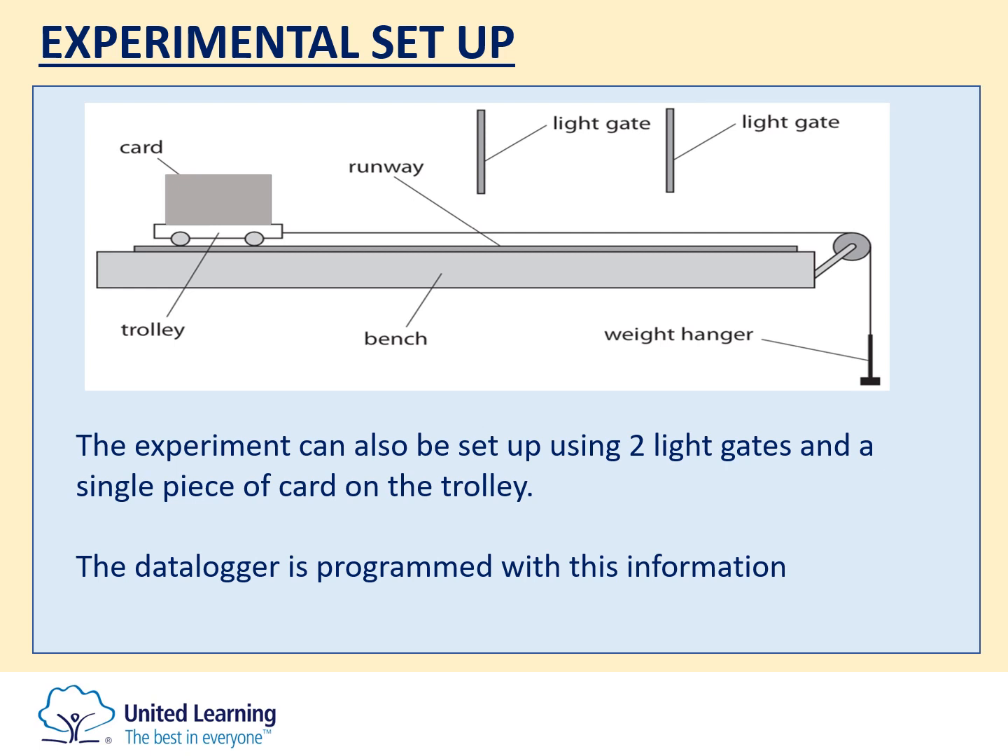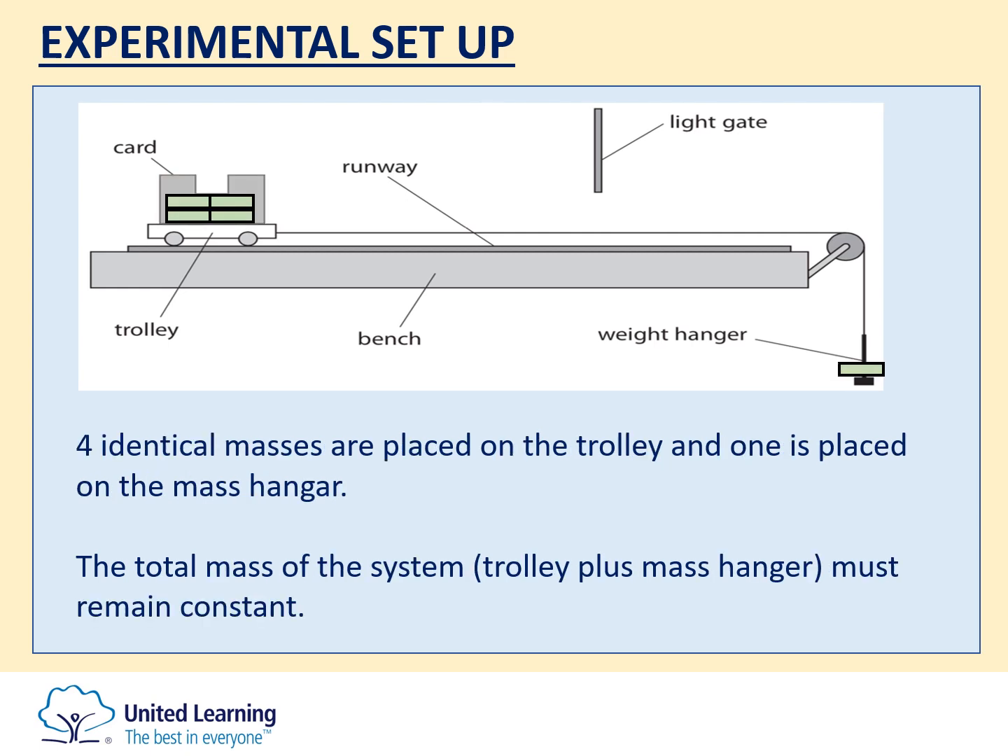Now, in order to do the first part of the experiment, we need to have a trolley and weight hanger arrangement with a constant mass. So to start with, we have our 500 gram masses. One of them is placed on the weight hanger, as you can see here. The other four are placed on the trolley. That means the total mass of the whole system, the trolley plus the mass hanger, remains constant.